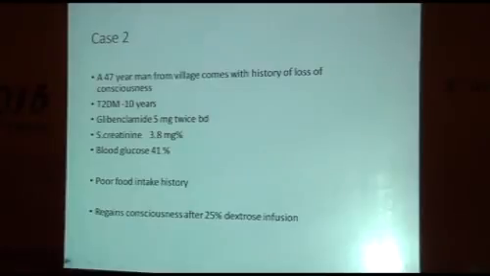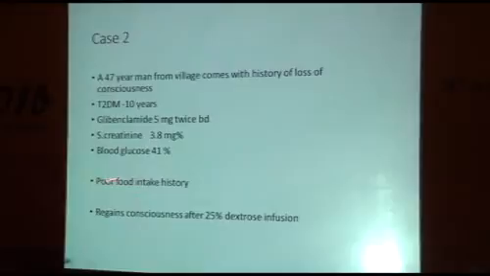So we go on to the second case. The message of this case was already given by another doctor, Dr. Vijay Bhaskar Reddy, so we will go through it. A 47-year-old man comes from a village with a history of loss of consciousness. He has had type 2 diabetes for 10 years and has been on glimepiride 5 milligrams twice daily, and his creatinine is 3.8 milligram percent. His blood glucose is 41. He gives a history of poor intake of food. Once in the hospital, he regains consciousness after being given 25% dextrose.